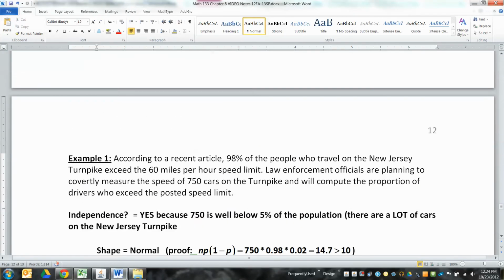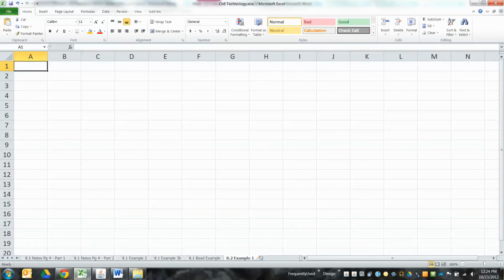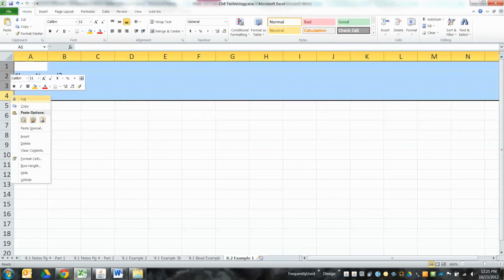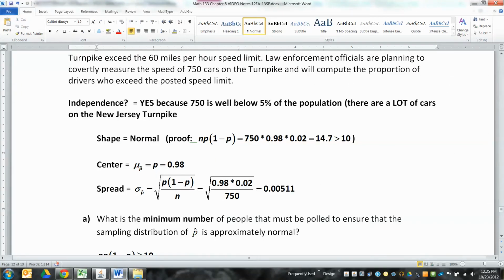Yep, example 1. Okay, so let me take a moment here and give us some thoughts. So we know the shape is normal, but let's prove it. Shape normal, question mark. All right, so let's prove it. Let's solve some problems for ourselves because we're going to need these numbers later on anyway. So let's do this. N was 750. P was the one they said in the article, 0.98, right? And do we need anything else right this second? I don't think we do.